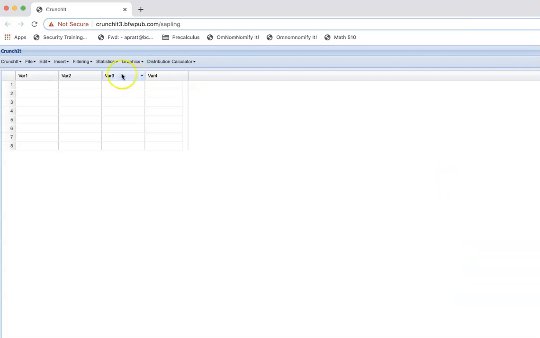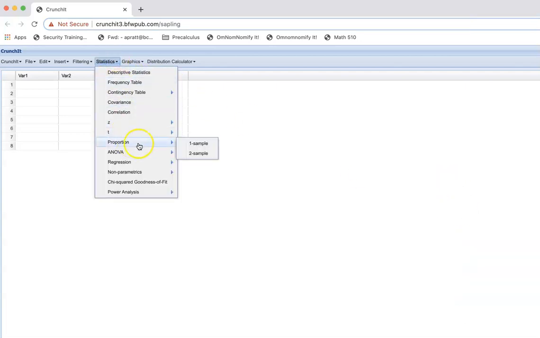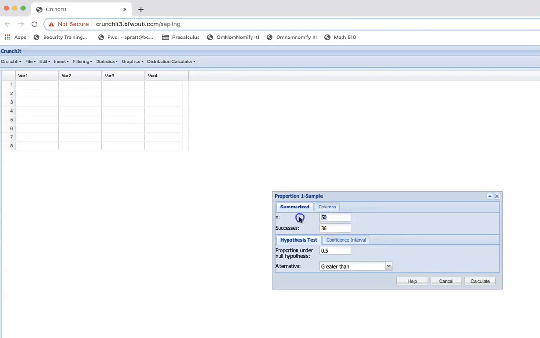Now for the coin problem, we would go to proportion, one sample. And here he did 4,040 tosses. Oops, that's not what I typed. And then he had 2,048 heads. And here it was 0.5 again, but remember it can be any value. Read the problem to see what you're testing against.